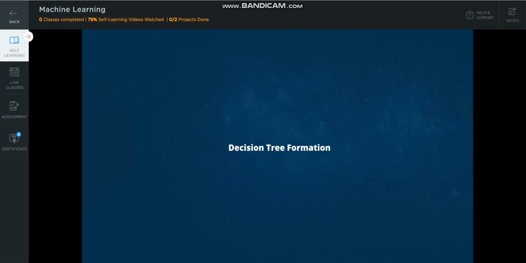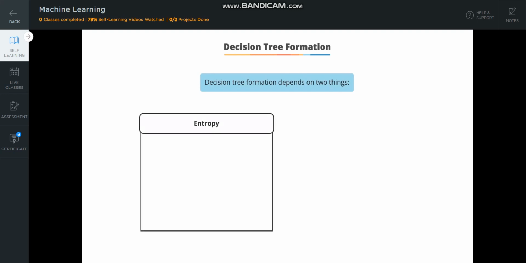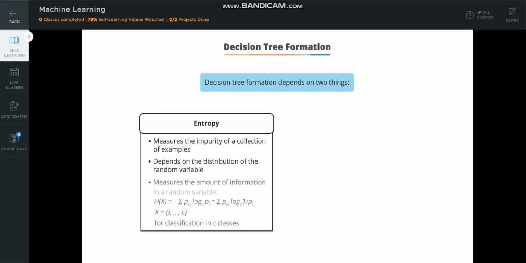Let's try to understand the formation of decision tree. Decision tree formation depends on two things. First is entropy. Entropy measures the impurity of a collection of examples. It depends on the distribution of the random variable.